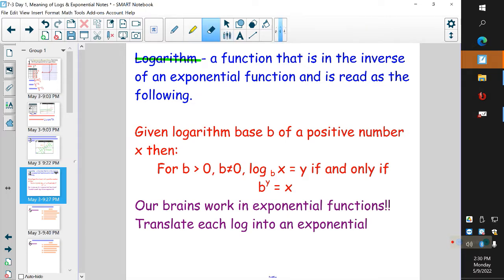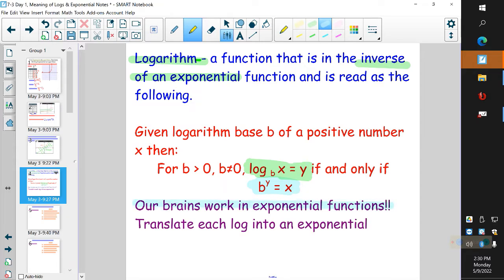A logarithm is going to be the inverse of an exponential function. And you are going to read it as the following. Log base b of x is equal to y. That means that the inverse of it is b to the y is equal to x. Okay? What I've highlighted is what you need to understand.